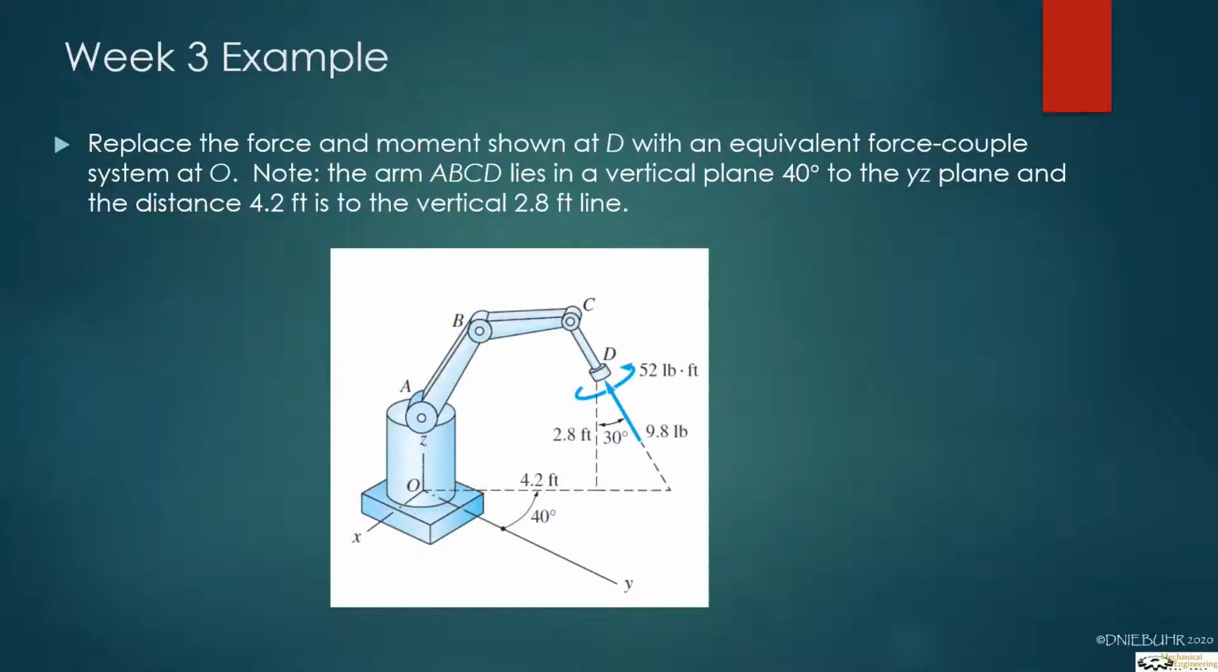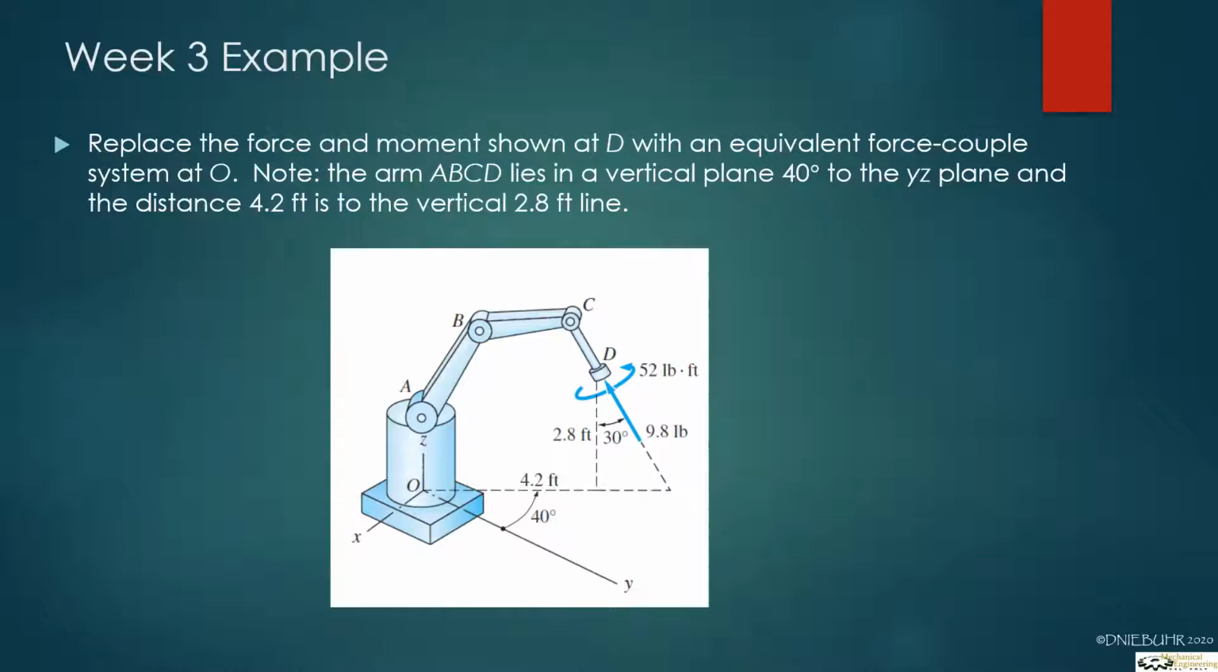Okay, so this problem is not super difficult, but there's a few things to keep track of. In this case, you're taking this 9.8 pound force, and it's in the direction of this arm CD. And then you also have a 52 foot-pound moment attached to it. Your dimensions from the origin are 4.2 going to this point here, and then 2.8 up.